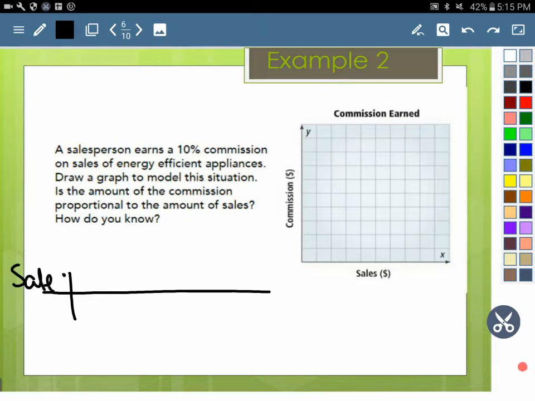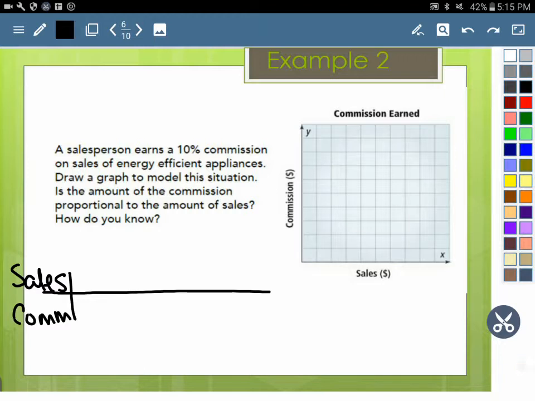We're going to call the y commission, because you don't get any commission unless you sell something. So that would mean sales is independent and commission is dependent. You only get commission if you sell something, so it depends on the sales.